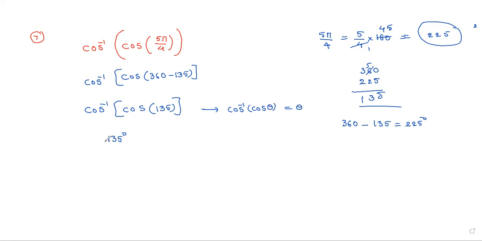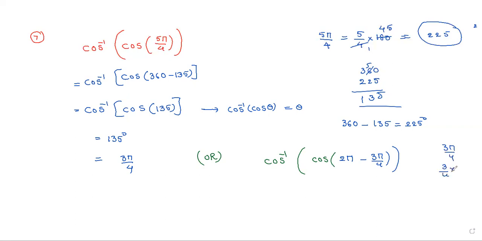So 135 can be written as 3 pi by 4, or by another method: cos inverse of cos of 2 pi, which means 360, minus 3 pi by 4. Another method: 3 pi by 4 is 3 by 4 into 180, which is 135. So 135 is written as 3 pi by 4.